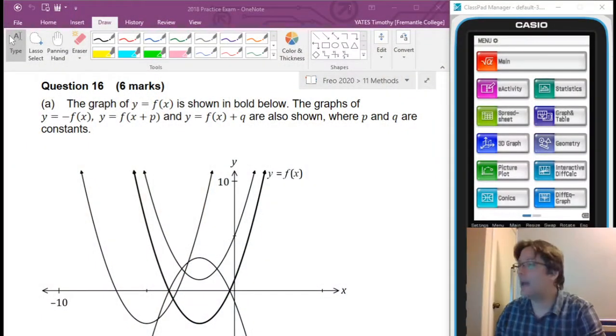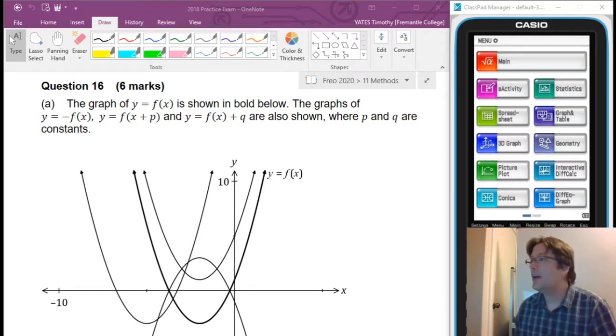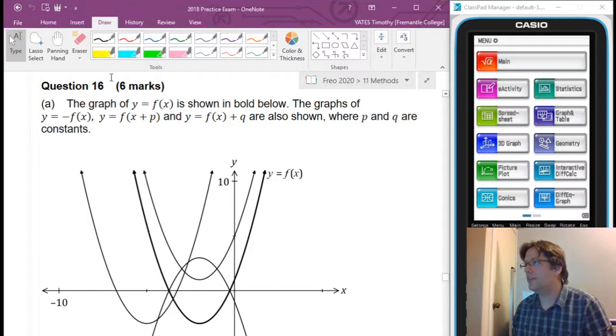I'm just going to be finishing off today the 2018 practice exam, and we're up to question 16, so let's get going on this one. Now, the graph of y equals f of x is shown below, and just to be clear, that is this parabola right here that I'm highlighting in yellow.